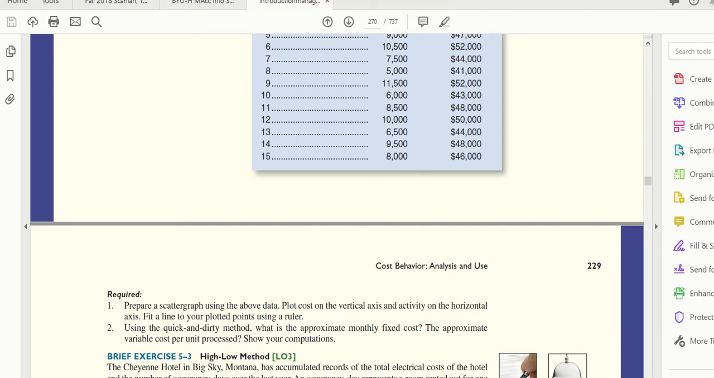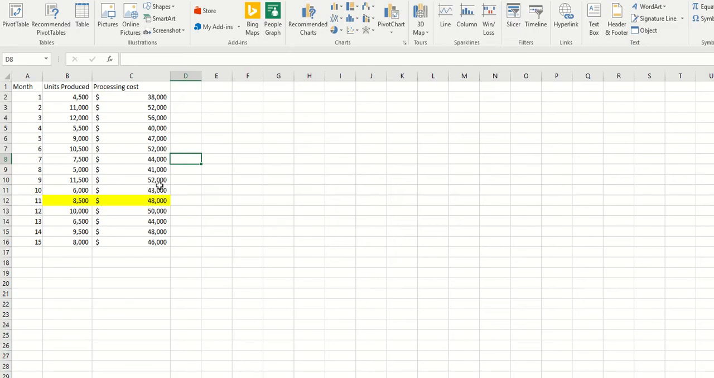So if I have all my points in my Excel, here's all my points copied over. Instead of selecting these months, we want to just put the units produced versus the process costs, and maybe not have the months available. And so I'm going to select all my data points, and I'm going to insert. I'm on the Insert tab. You could do a recommended chart, or you could do that scatter plot.